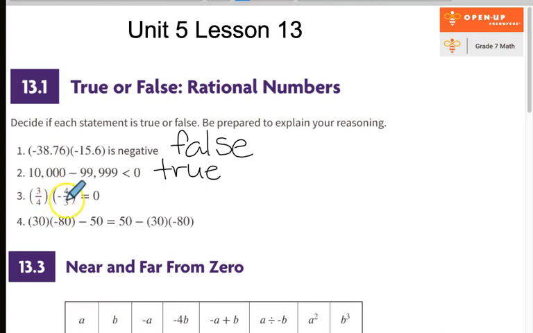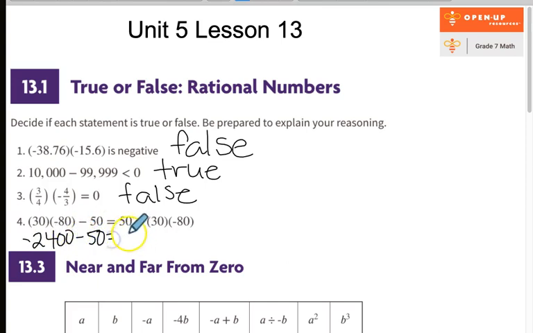3/4 times negative 4/3 equals 0. These are the reciprocals of each other, even though one is positive and one is negative. If I multiply them, 3 times 4 is 12, 4 times 3 is 12. 12 over 12 equals 1. Positive times a negative is a negative. So this answer would be negative 1. Negative 1 does not equal 0. So that is false.